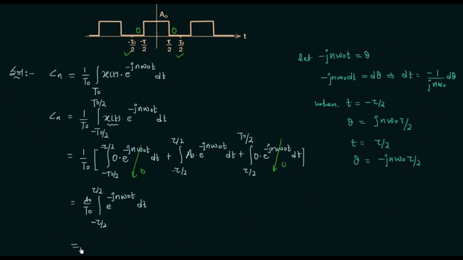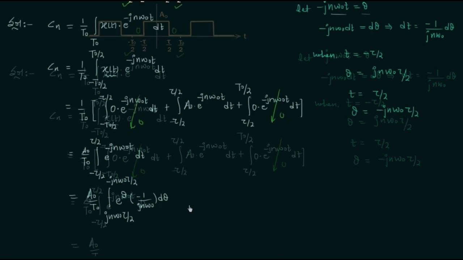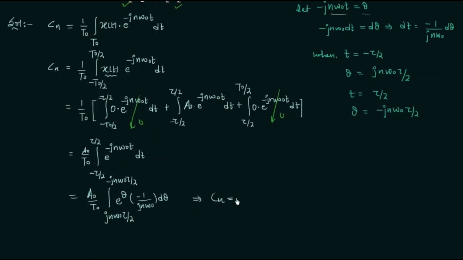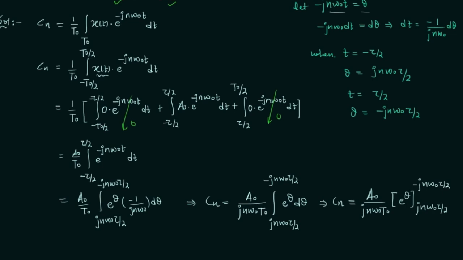We have Cn equal to a naught divided by t naught. jn omega naught is constant, so we will take it out of integration. So we have 1 over jn omega naught t naught, integration from jn omega naught tau by 2 to minus jn omega naught tau by 2 of e raised to power theta d theta. And we already know the integration of the exponential function is equal to the exponential function itself. So now in the next step, we will put the lower and upper limits.